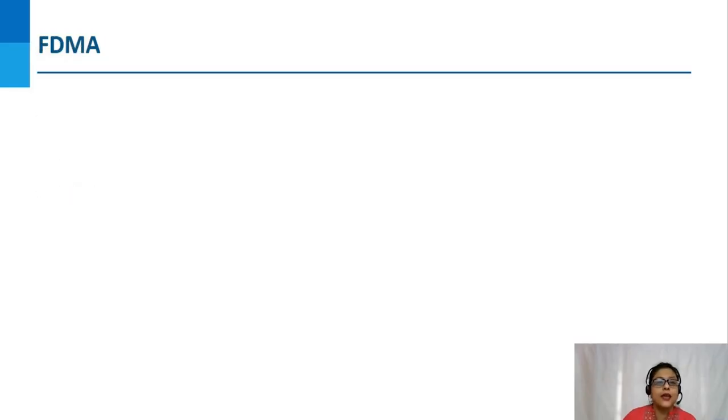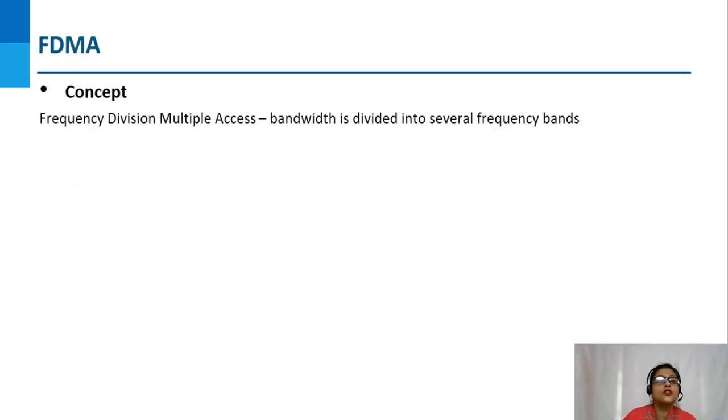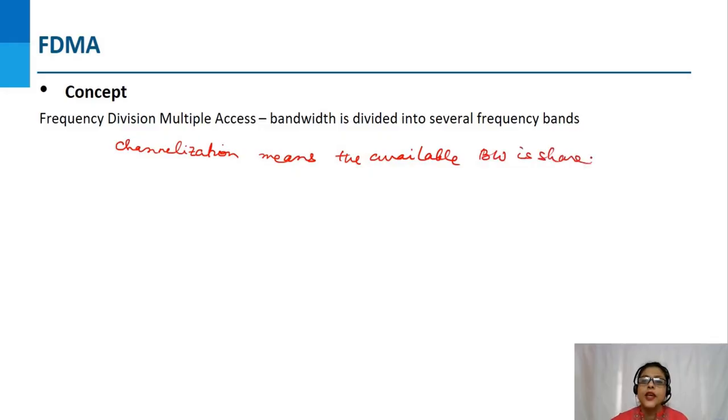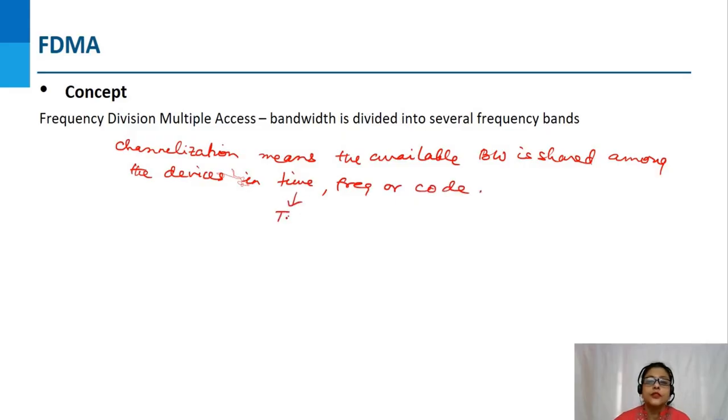Let's understand FDMA. The concept of FDMA will be discussed here. FDMA is the frequency division multiple access technique where the bandwidth is divided into several frequency bands. Mainly, channelization means the available bandwidth is shared among the devices in time, frequency or code. Accordingly, we can have TDMA or FDMA or CDMA.